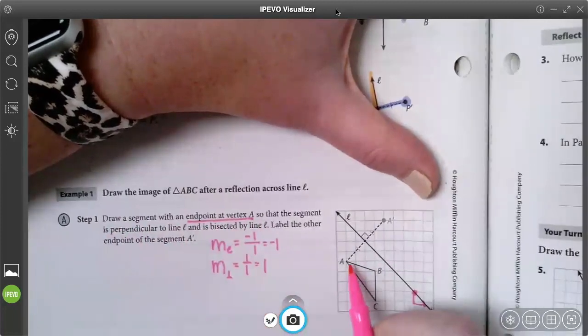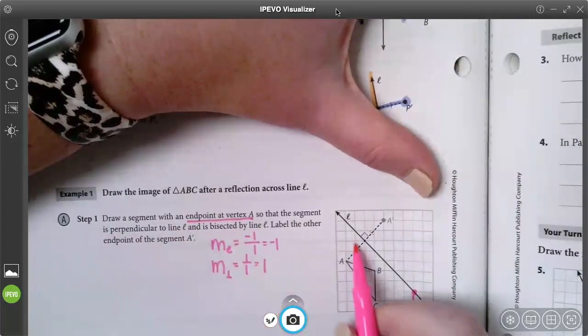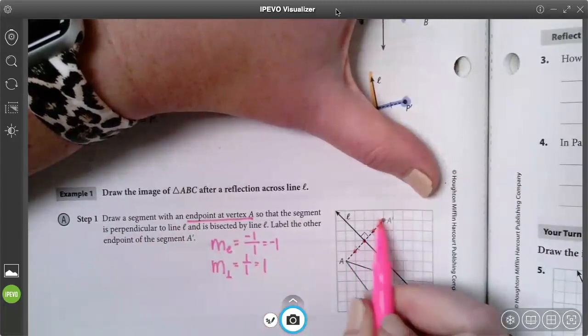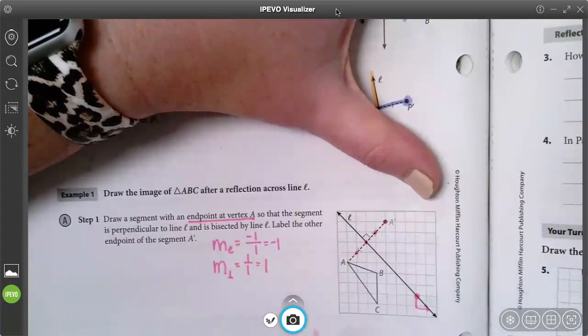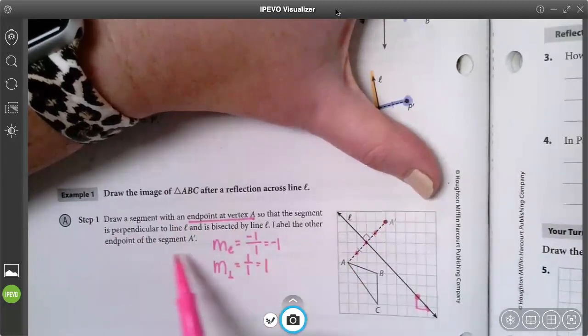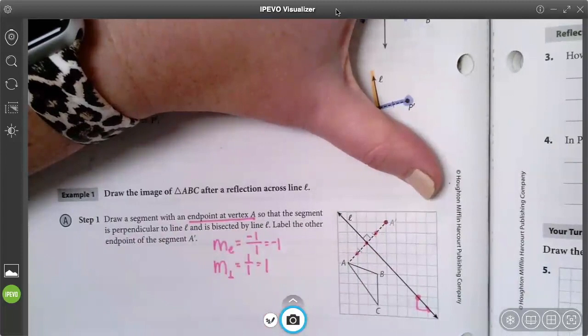So we're going to start at A and we're going to go up 1 over 1, up 1 over 1, up 1 over 1, up 1 over 1. And it says label the other endpoint of the segment A prime. Well, how do you know when you're done?